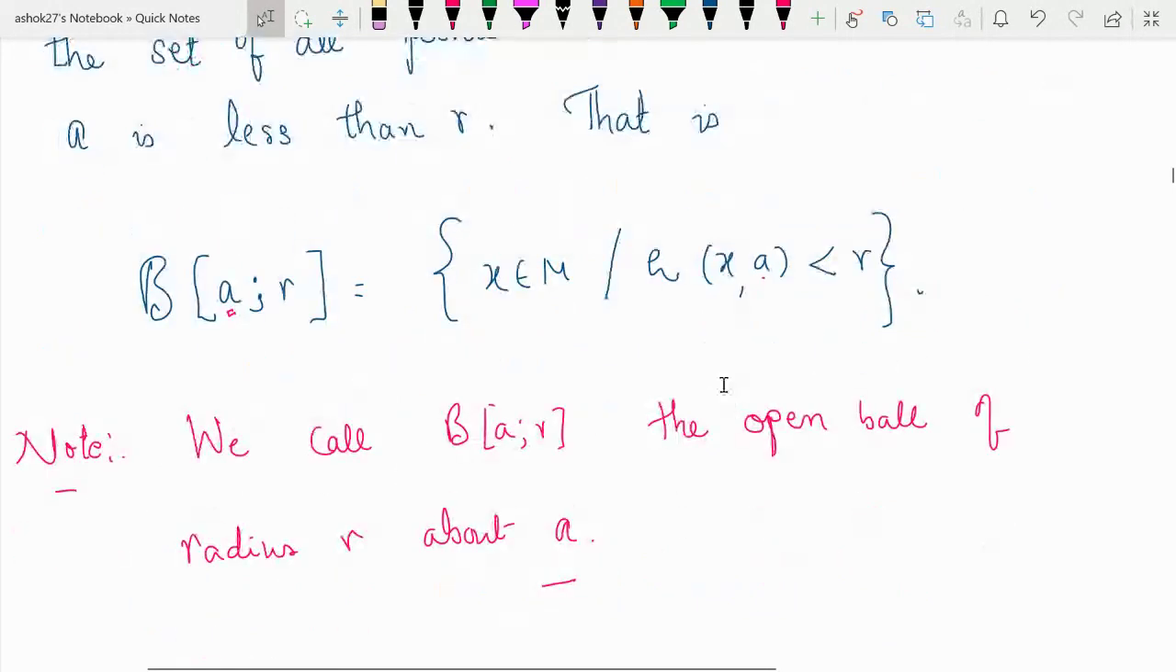That is, in set notation we can write it as: what is capital B(A, R)? The open ball about A with radius R. You can read it as open ball at A with radius R. So it contains all x belonging to M such that rho of (x, A) is strictly less than R. So it contains those points x whose distance from A is strictly less than R, where R is a positive real number. This is the definition of open ball. It is also called open sphere. So we call B(A, R) the open ball of radius R about A.